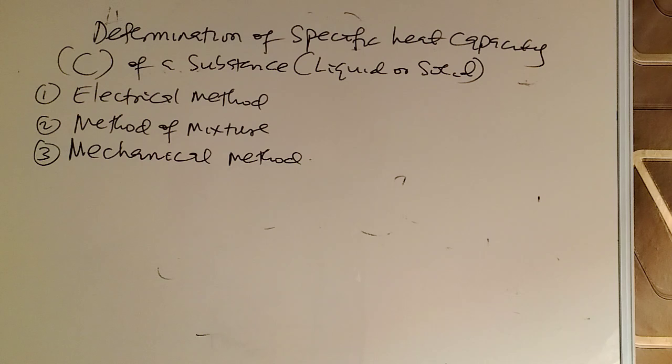For the purpose of this video, we're going to concentrate mainly on the first and second methods, the electrical method and the method of mixture. The mechanical method is mainly for first year students, so there's not much in it anyway. So we'll go to the electrical method. But first of all, we're going to describe how we can find the capacity of a liquid by the electrical method before we talk about the solid, although there's not much difference between the two processes. So we'll now move to the first one.